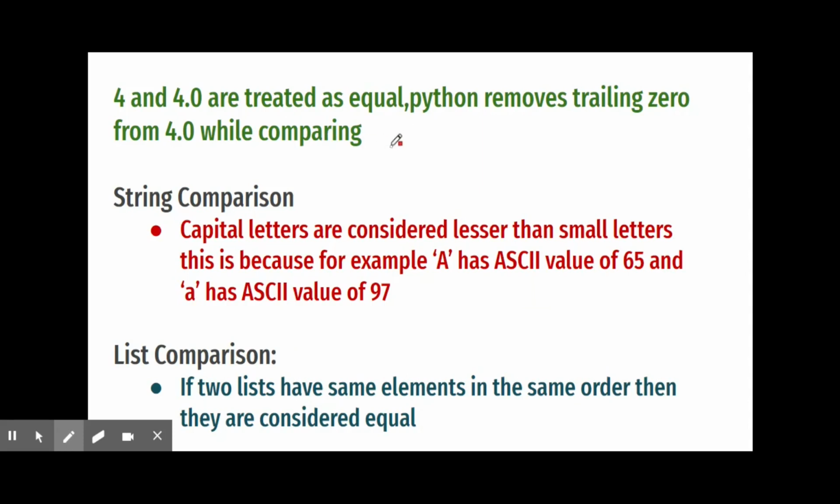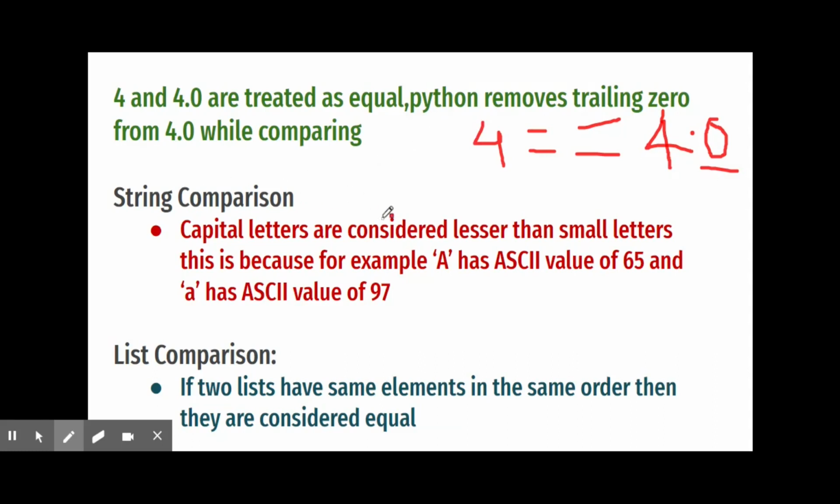So when you're comparing, say, 4 and 4.0, you're going to use the equal to operator and you're checking 4 equal to 4.0. So what will the answer be for this? For this it will show true, because Python will remove the 0 that you have in your 4.0. So this will be taken as 4 and then it will compare with this 4 and it will say yeah, they both are the same.